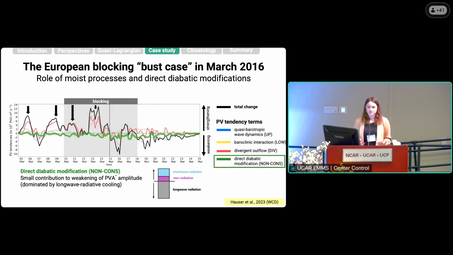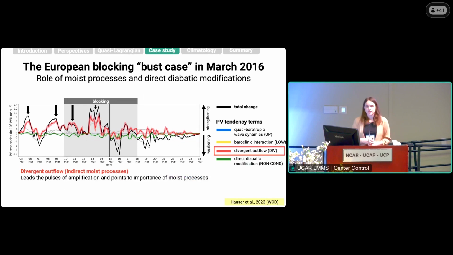And here we first look, of course, at our direct diabatic modification term. And surprisingly, we can only find a small contribution to the weakening of the amplitude. And this is dominated by long-wave radiative cooling, which you can see in the bar plot where I try to summarize the net effect of the short-wave radiation, non-radiation, and long-wave radiation. So surprisingly, we don't see a big signal here from this term, probably because we're integrating over our PV anomaly area, and you have these direct diabatic processes on a really small scale, so it cancels out when you integrate it.